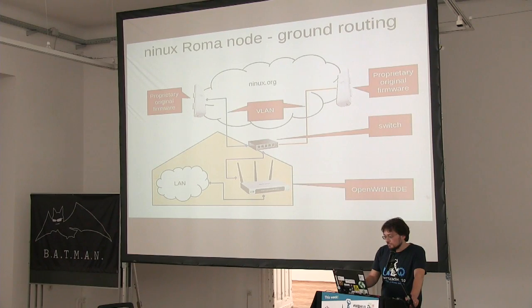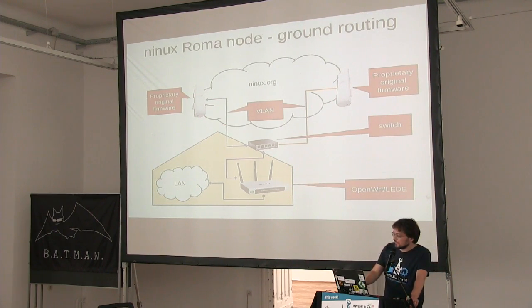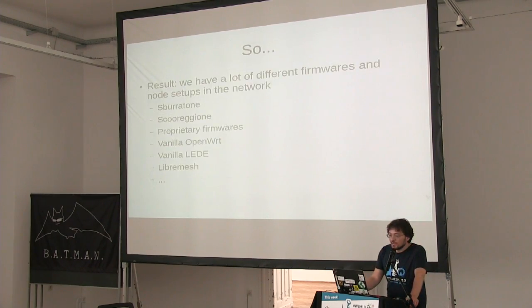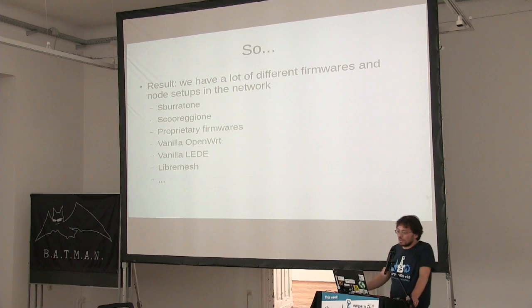So we're still running OpenWrt/LEDE in the home router, but on many nodes, this is going on. The situation is quite a mess. We have different kinds of nodes, different firmwares. We have OpenWrt/LEDE plain firmwares, we have our own firmware, we have proprietary firmware, we have some LibreMesh. We have everything in our network.